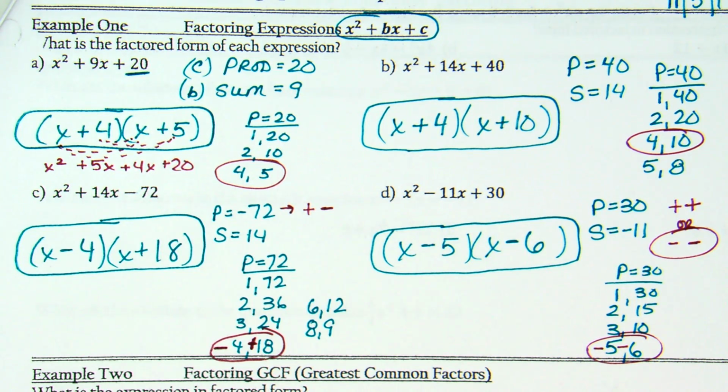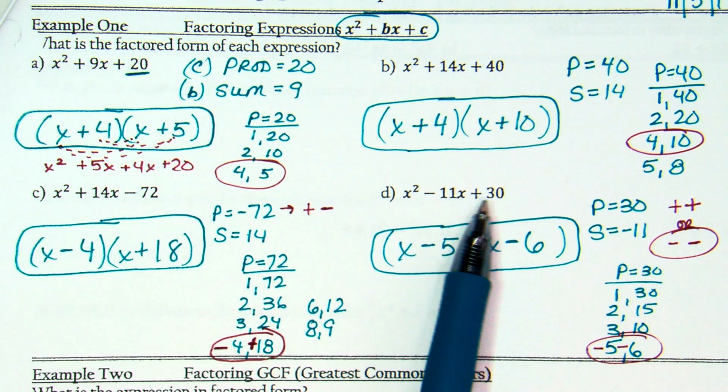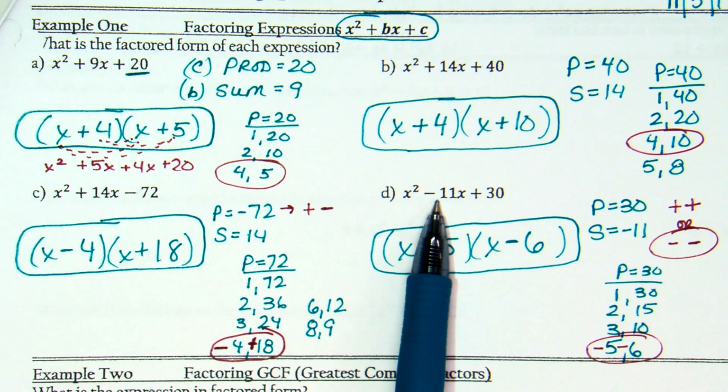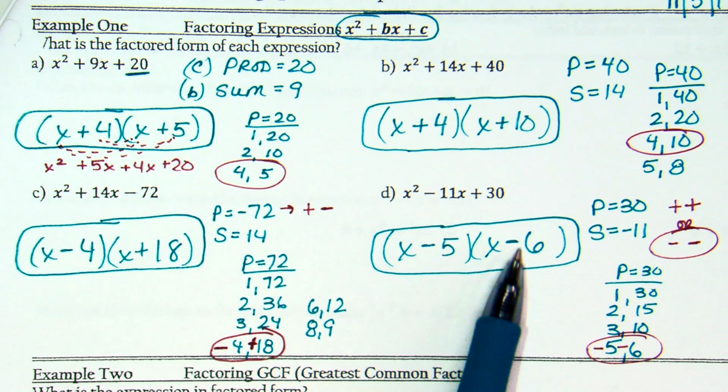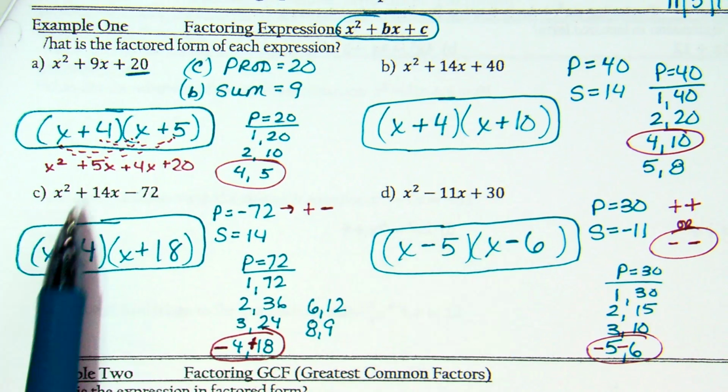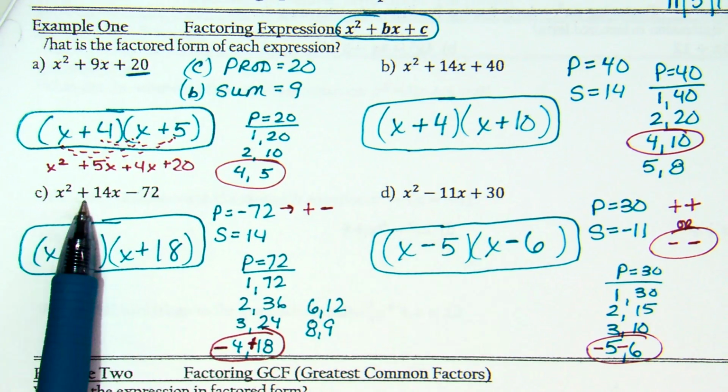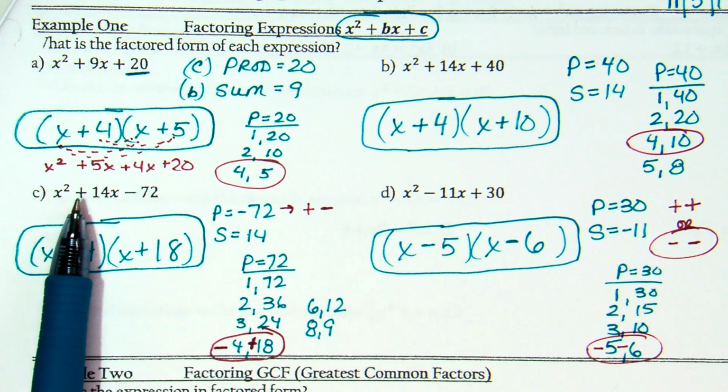So D, anytime that they multiply to be positive and add to be negative, just like this, they will always be two negatives. On this one, when it multiplies to be negative and then adds to be positive, it will always be a mixture, a positive and a negative. And the same would be true, the example we don't have, if this was a negative 14 and a negative 72, that would also be a mixture.